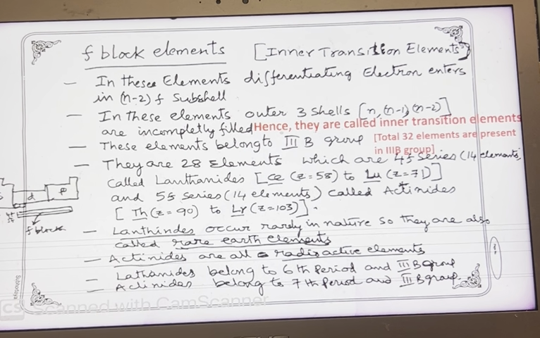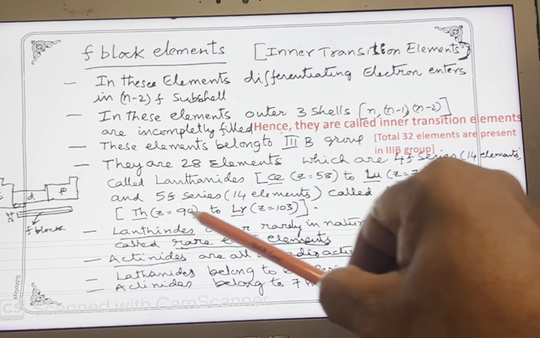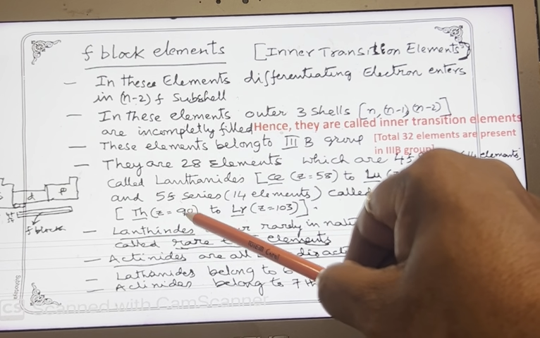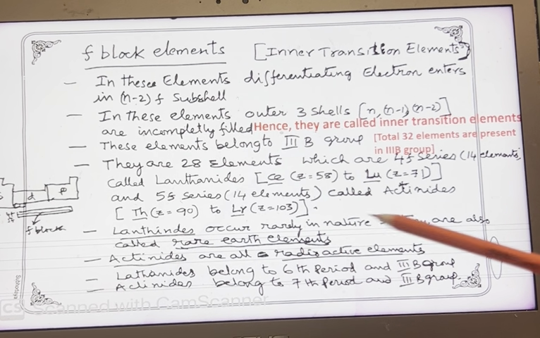Why are they called actinides? They come after the element actinium, atomic number 89. These 14 elements start from thorium, atomic number 90, to lawrencium, atomic number 103. So these elements are called actinides, or actinoids.